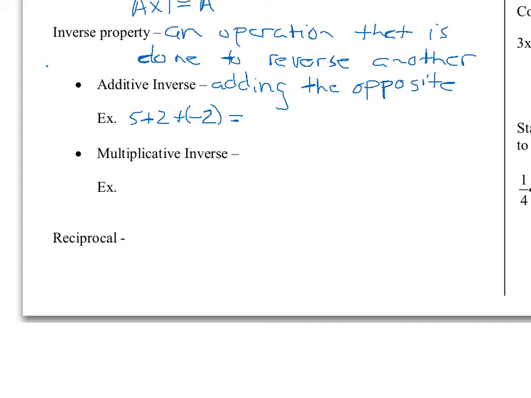5 plus 2 plus negative 2 is equal to 5. All right. So here we have additive inverses. I'm just going to box it so we're clear. These are additive inverses. They undo each other. They reverse each other. Multiplicative inverse.